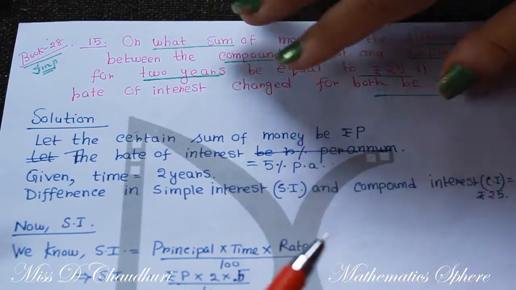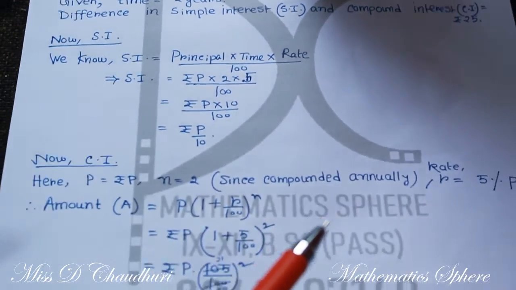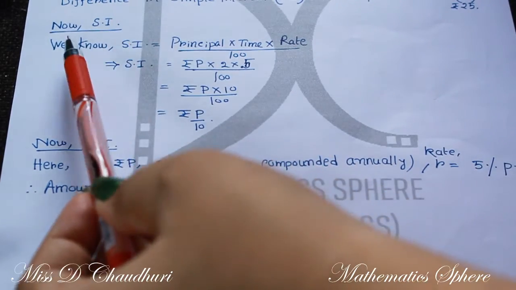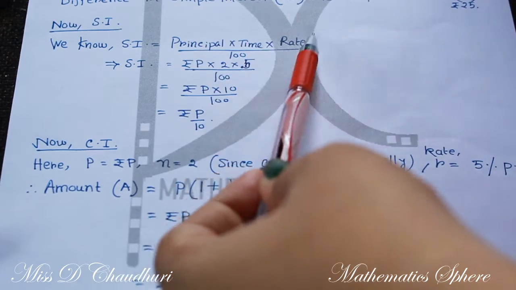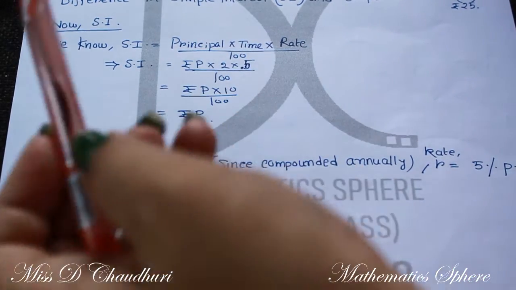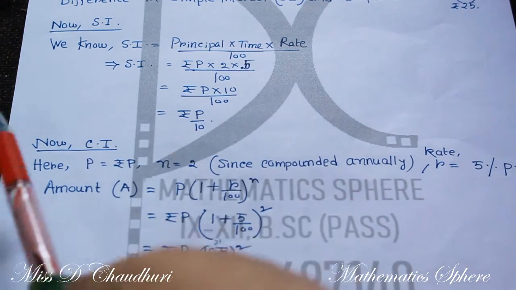We will first find out the SI. We will get it in terms of P, no need to worry. So first SI: we know SI equals principal into time into rate by 100. This is the simple formula of simple interest. So you put everything here.